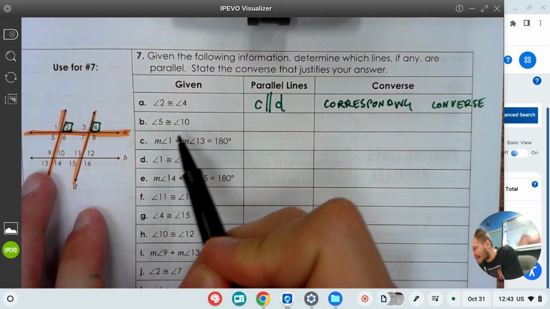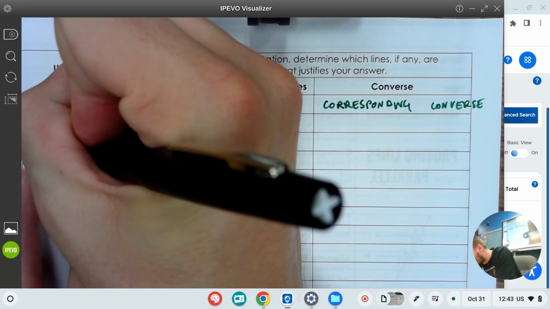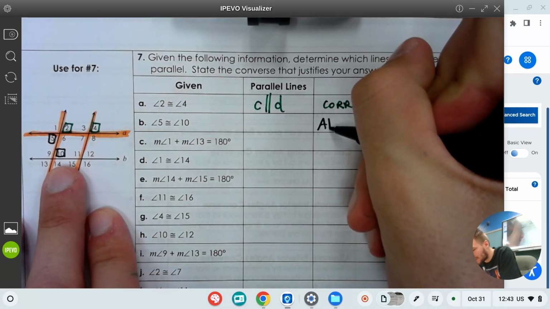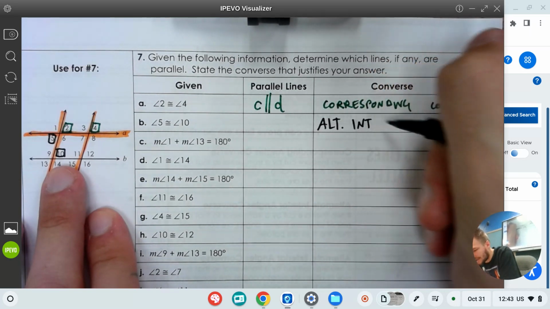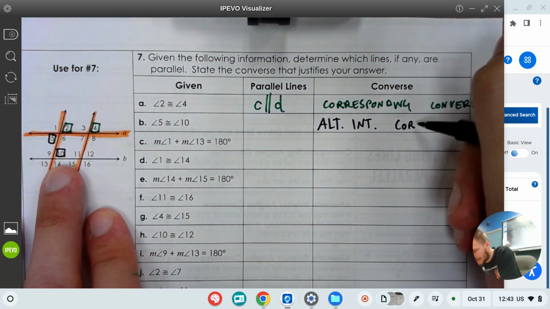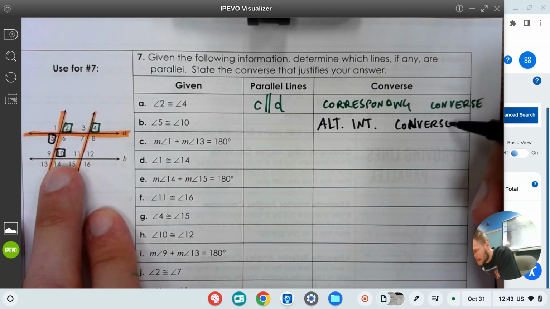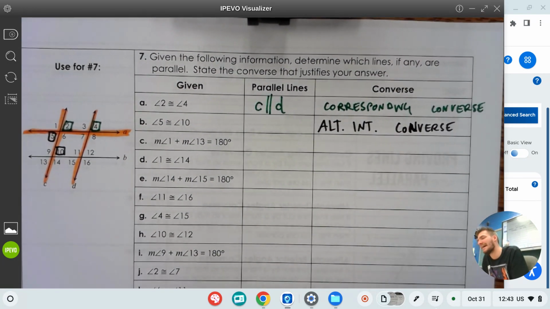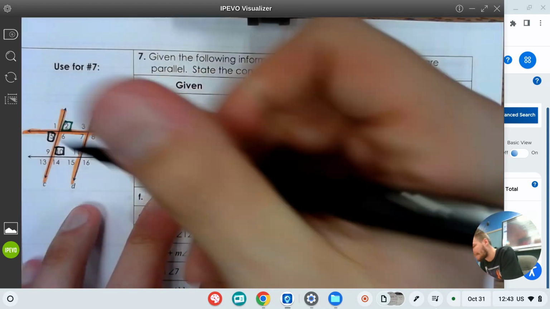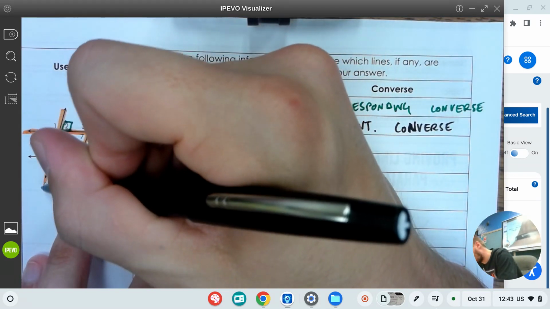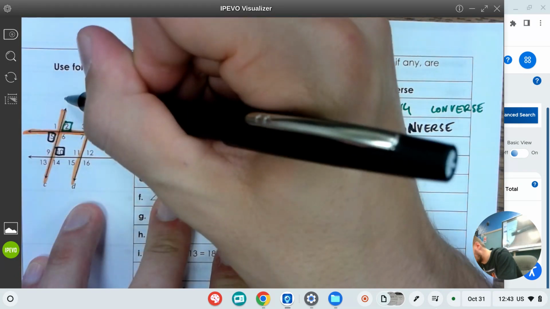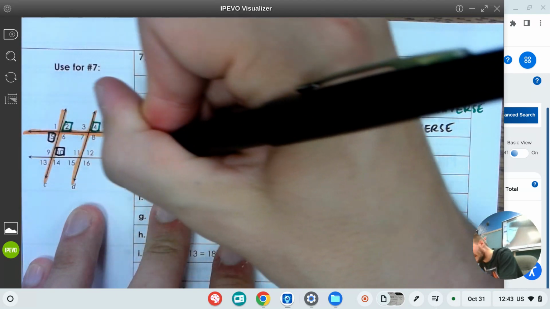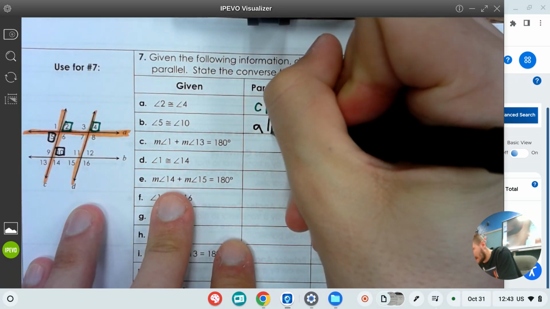Okay, if it's 5 and 10, here's my 5, here's my 10. I can tell that 5 and 10 are alternate interior, and so I'm going to just put alternate interior converse. And then which two lines does that guarantee are parallel? 5 and 10 are transversed by this C that touches both of them. 5 is on A and 10 is on B. So we know that A is parallel to B.